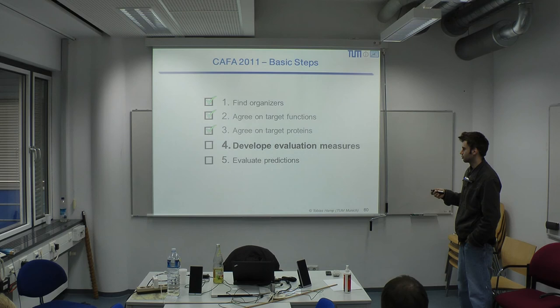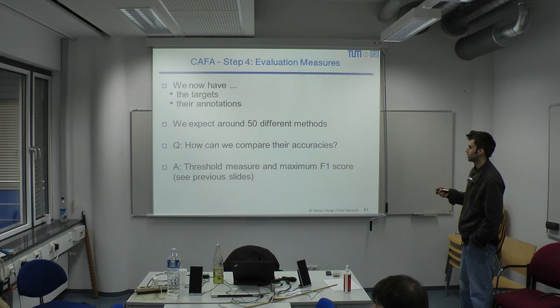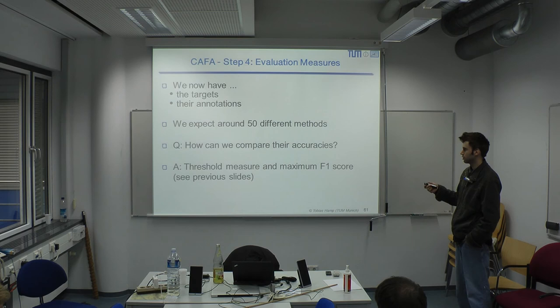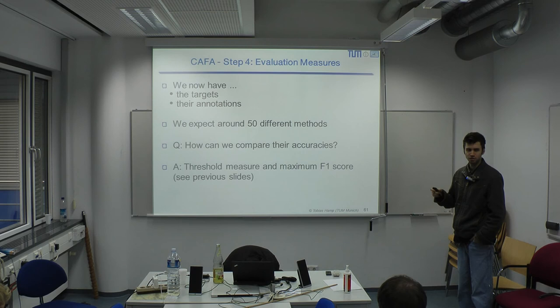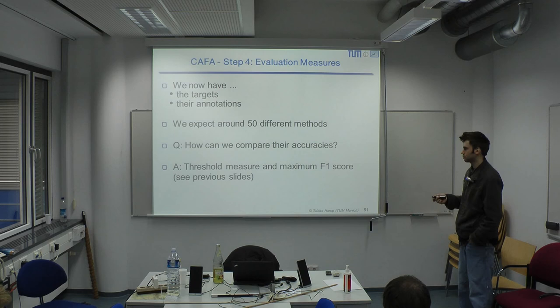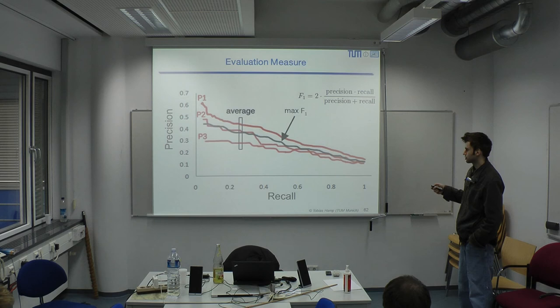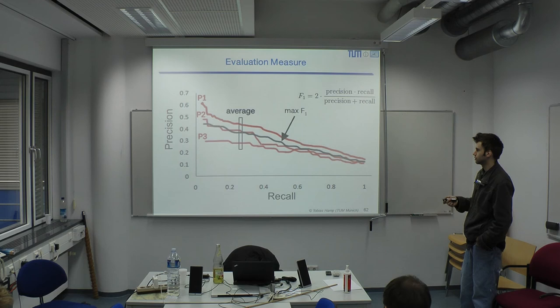last step before the actual assessment, evaluation measures, which was exactly the same thing that I explained for our methods in the beginning, and this is not a coincidence because we were also collaborating with the organizers of CAFA and already looking out to make our assessment similar to theirs. So again, you simply take the average over different recall precision curves calculated individually for each protein, and you boil it all down to one final score called the maximum F1 score.